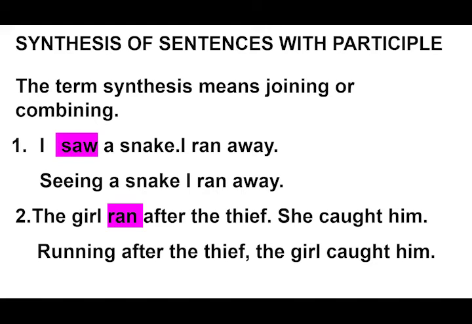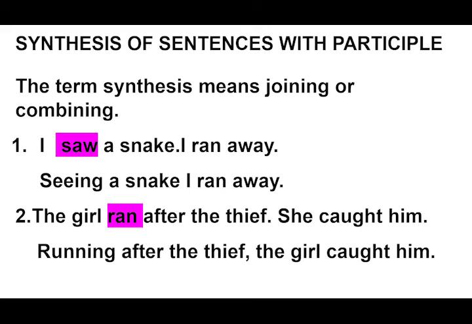Look at the first sentence. I saw a snake. I ran away. These are two different sentences. We have to combine these two sentences into a single sentence by using a participle. Ing is added to the verb see. That is, seeing a snake, I ran away.